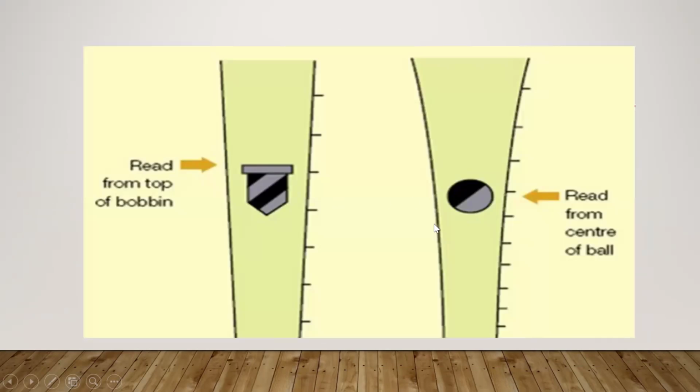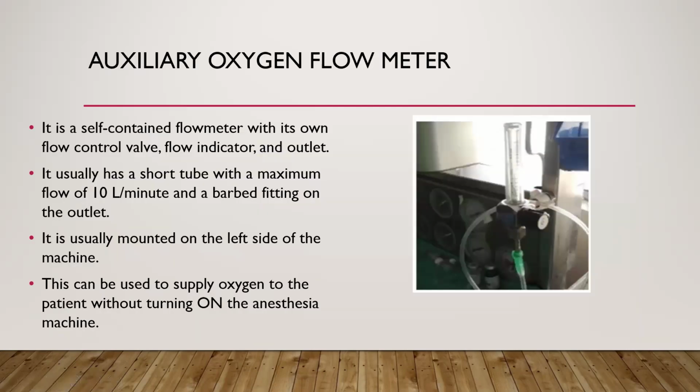So this is an example. This is the bobbin, and let me read from here. This is a bobbin. Like I said, the tubes taper down. So you have differences in orifice, but the pressure that is generated from the gas as you release your control valve is constant. So you read from the center of the ball if you have a round bobbin, but from here you read from the top of the bobbin. This is important so that you can accurately gauge the flow of gases you are delivering to your patient.